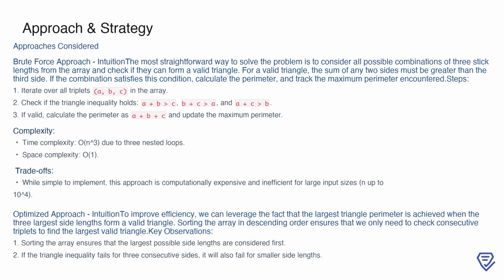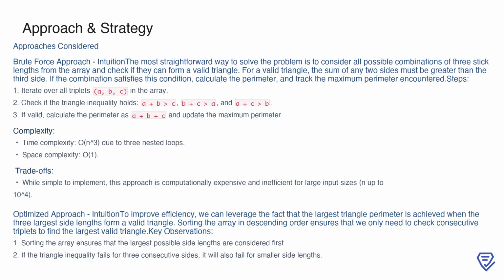For a valid triangle, the sum of any two sides must be greater than the third side. Once we identify a valid combination, we calculate its perimeter and keep track of the maximum perimeter encountered. The steps for this approach involve iterating over all triplets, verifying the triangle inequality conditions, and updating the maximum perimeter when valid combinations are found. However, this method has a time complexity of n cubed, due to the 3 nested loops required for generating all triplets. While it's easy to implement, it becomes computationally expensive and inefficient for large inputs, making it unsuitable for arrays of size up to 10 to the power of 4.